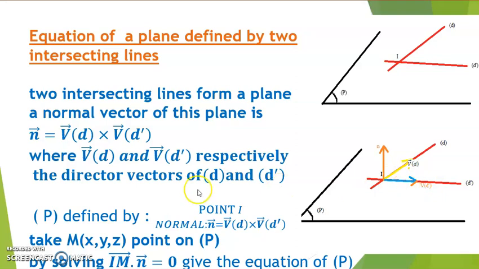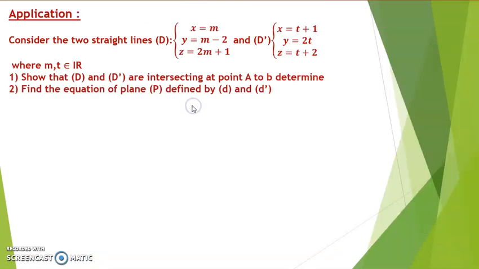So to find the equation of P, we need to take a variable point M, x, y, z on P. By example, M here. So IM and N are perpendicular. By solving IM dot N equal to 0, we get the equation of the plane P. Now let's go to an example about this.